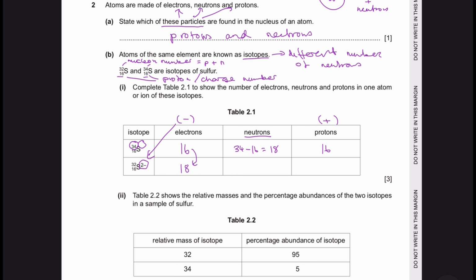So then the number of protons has to be 16. Because to be sulfur, what defines each element is the proton number. You cannot have sulfur as an element and the proton number being not 16.